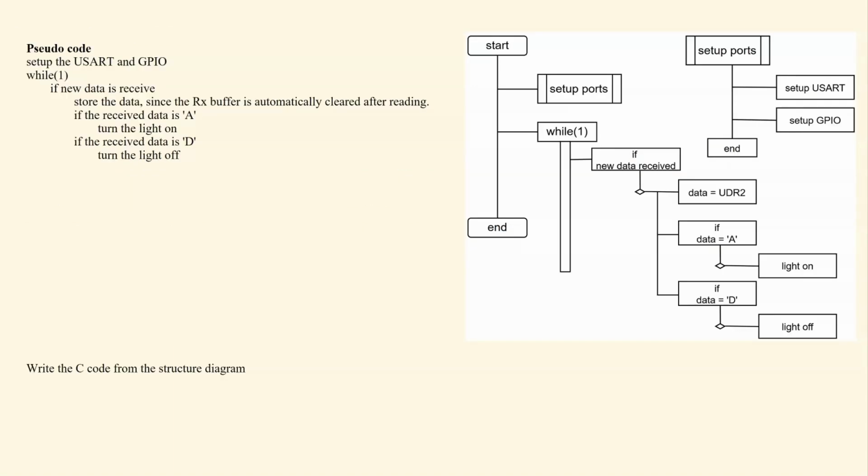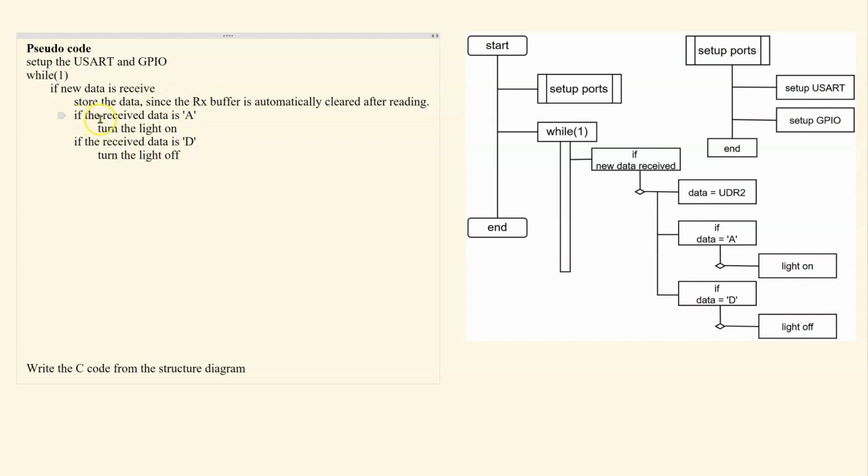When solving a software problem, it's best to look at some pseudocode to give some ideas about what you're going to do. So we need to set up the USART and the general purpose input output. We always have a while 1 loop. We are going to check the receive buffer to see if new data is received. If it is, we need to store the data straight away, because once you read the receive buffer once, it's automatically cleared. So if we read it twice, we're not going to get the correct data unless we store it.